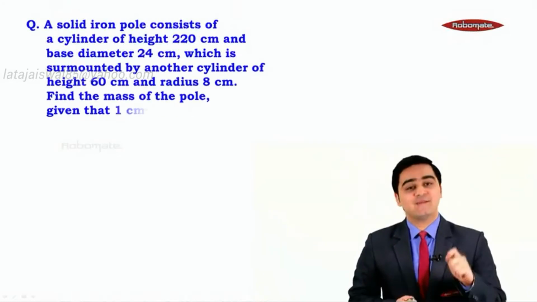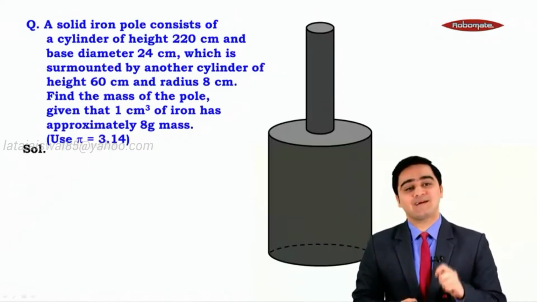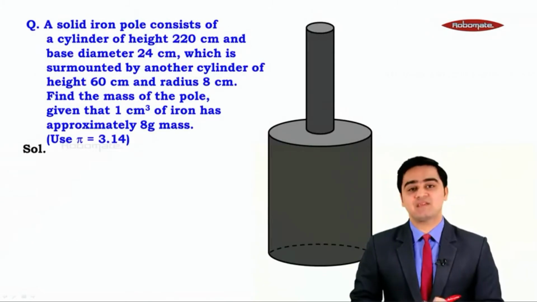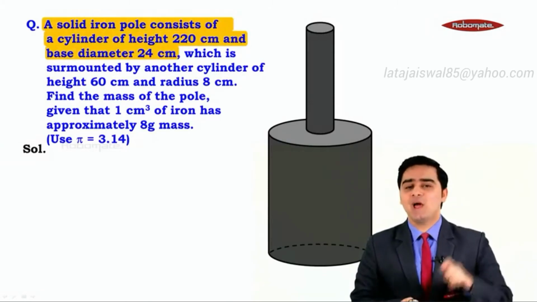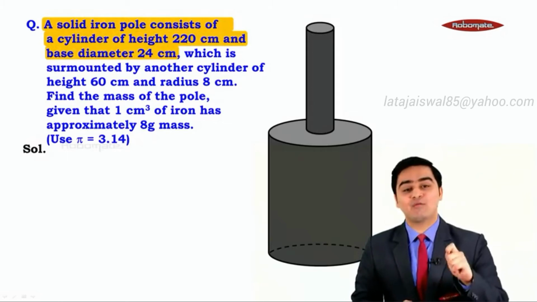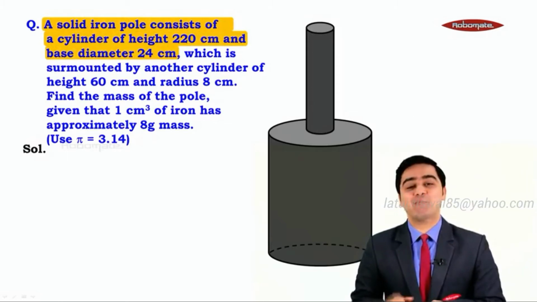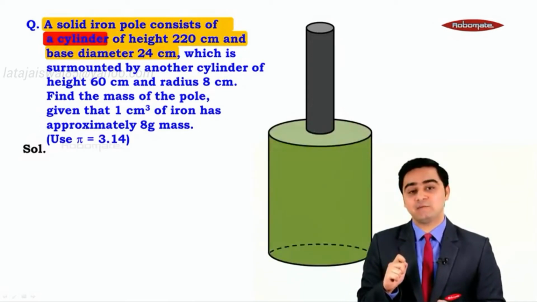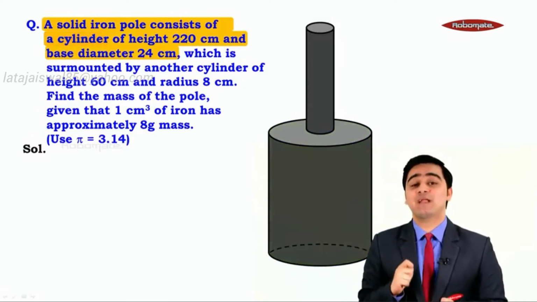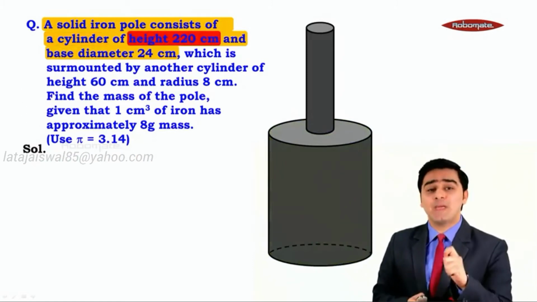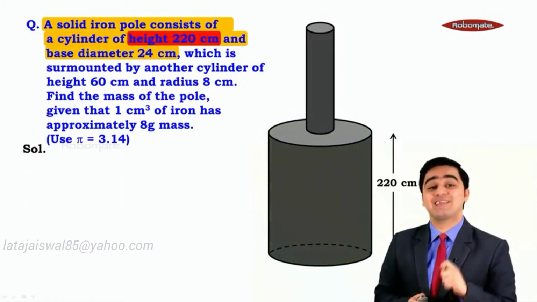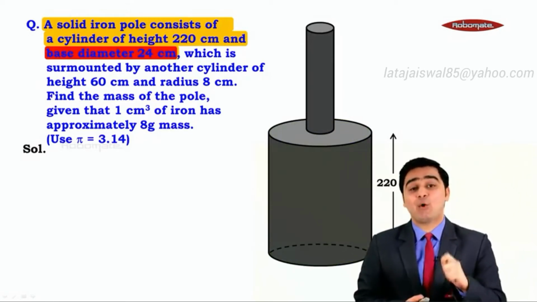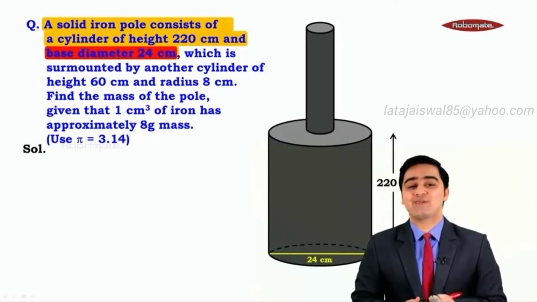In front of us, the question is supported with a figure. Let us understand the question with the help of this figure. It says that a solid iron pole consists of a cylinder of height 220 cm and base diameter 24 cm. We have a bigger cylinder. They have provided us with the dimensions of the bigger cylinder, wherein the height is given as 220 cm and the base diameter is given as 24 cm.